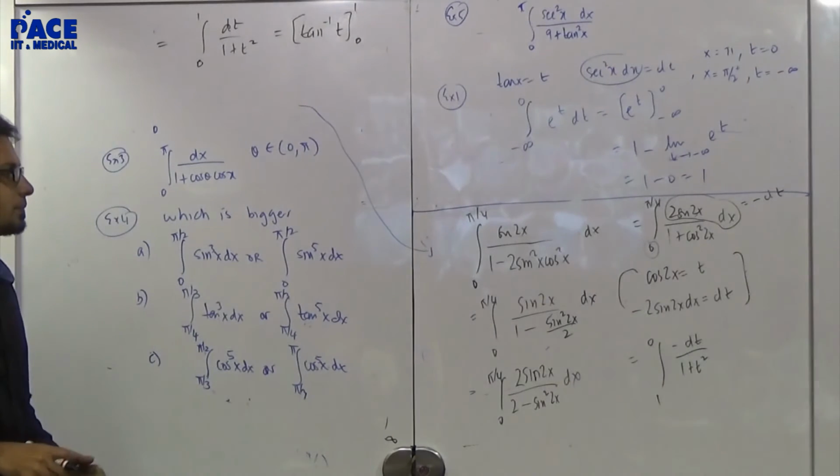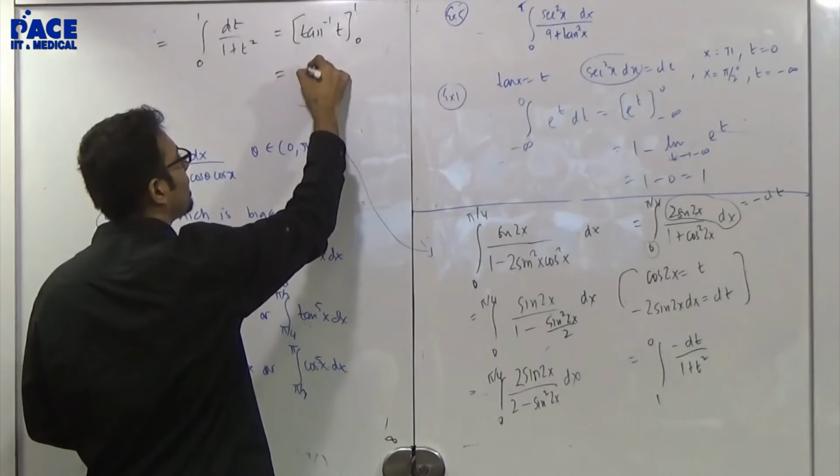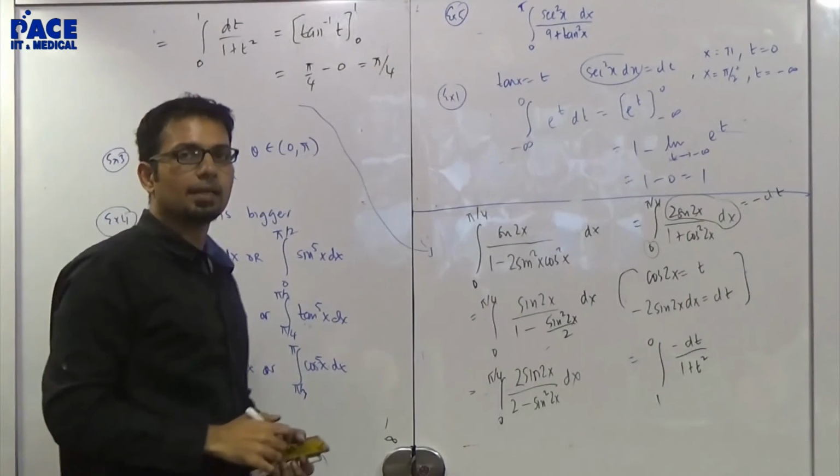Is that clear? So what's the answer? Tan inverse 1 is pi by 4. Tan inverse 0 is 0. So this is pi by 4. Is that clear? That's the answer.